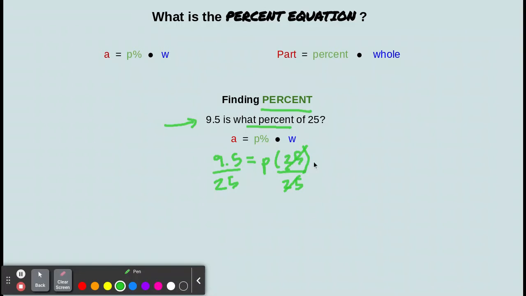And we find that P equals 0.38. And we know that 0.38 in percent form is actually what? To change the decimal into a percent, we move the decimal place 2 places to the right, so it actually becomes 38%. So 9.5 is 38% of 25.